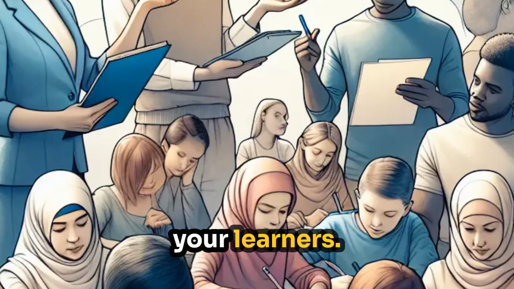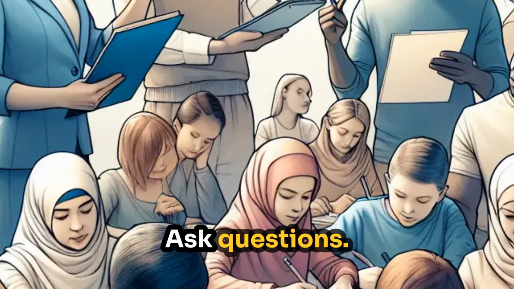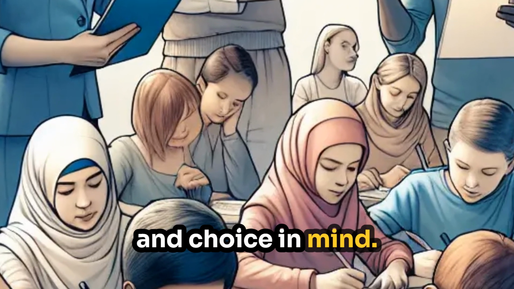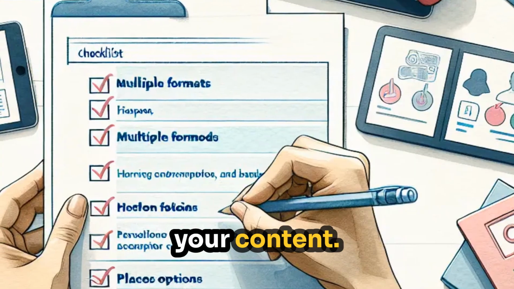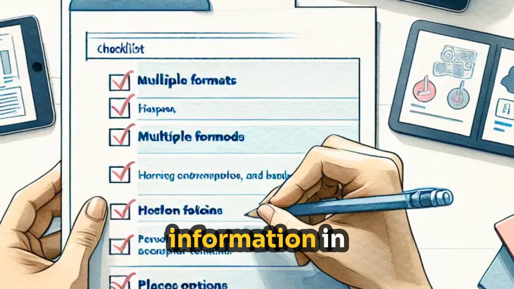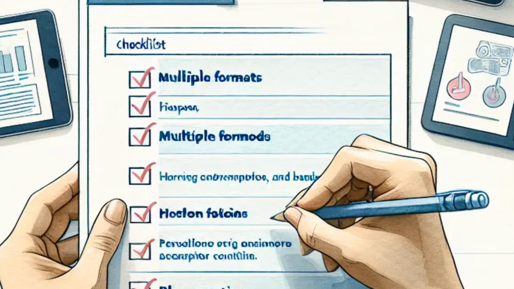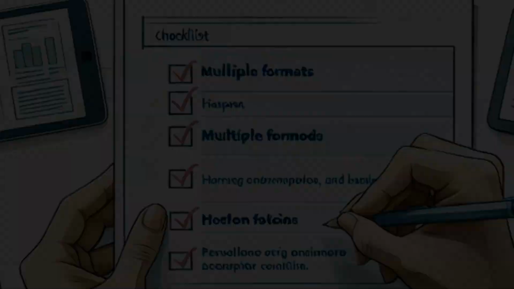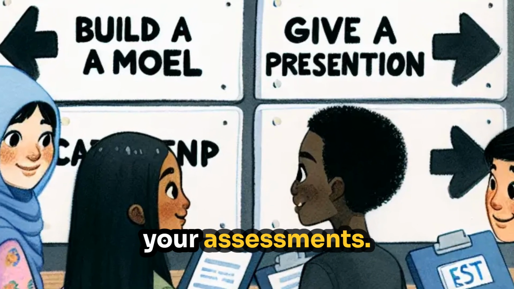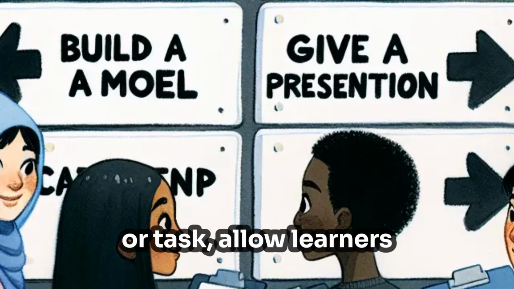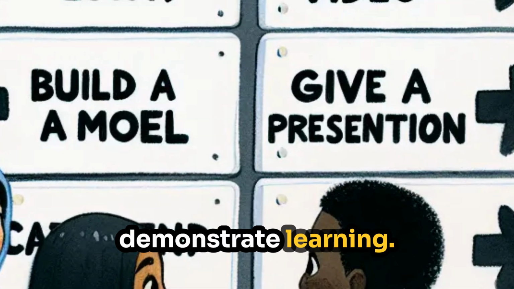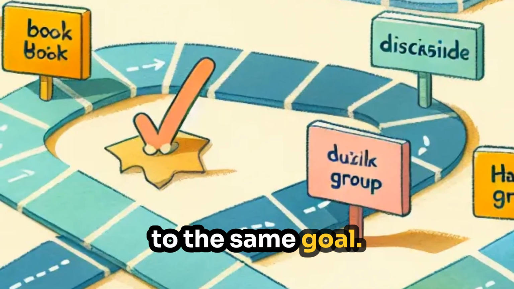Start by knowing your learners. Ask questions, offer surveys. Design with flexibility and choice in mind. Next, review your content. Are you presenting information in multiple formats? Can learners access it at their own pace, in their own way? Then reimagine your assessments. Instead of only one test or task, allow learners to choose how they demonstrate learning. Different paths to the same goal.